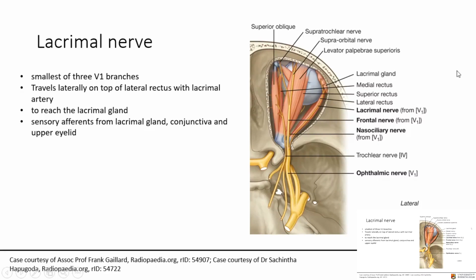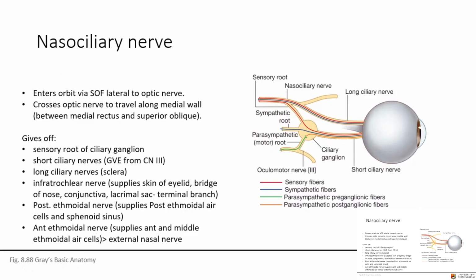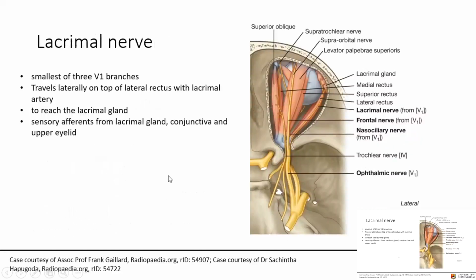Then we have, did I miss one? So then, let me see, well then it will come inferiorly as the infratrochlear nerve supplying the skin of the eyelids, the bridge of the nose, conjunctiva, lacrimal sac, and continue to the anterior and posterior ethmoidal nerves.